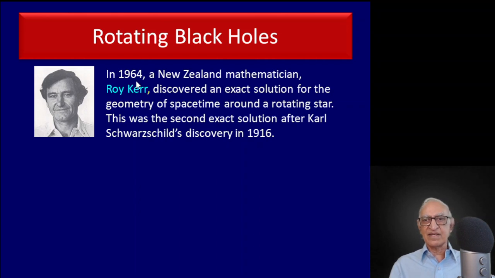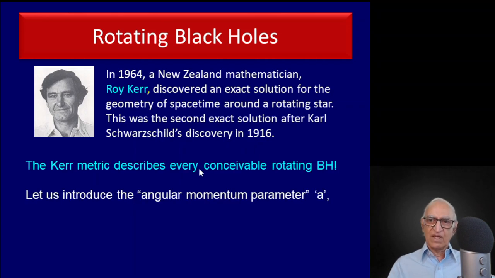In 1964, a New Zealand mathematician by name Roy Kerr discovered an exact solution for the geometry of space-time around a rotating star. So that made it the second exact solution of Einstein's equation of general relativity since 1916. So it took a very long time. Now, the Kerr metric, as I shall say in the next lecture, describes not just a rotating star, but it describes every conceivable rotating black hole.